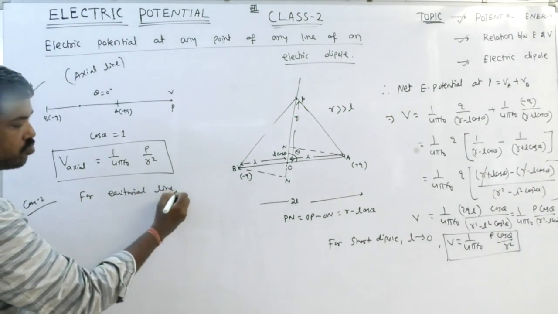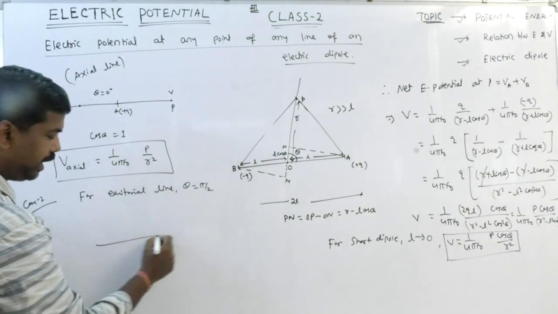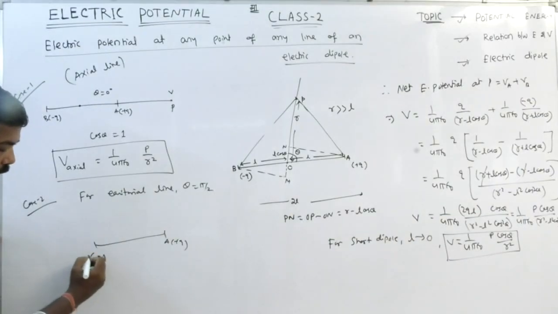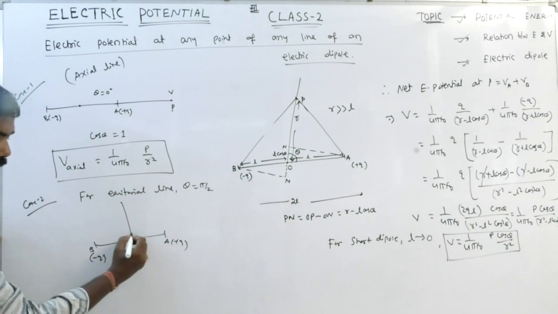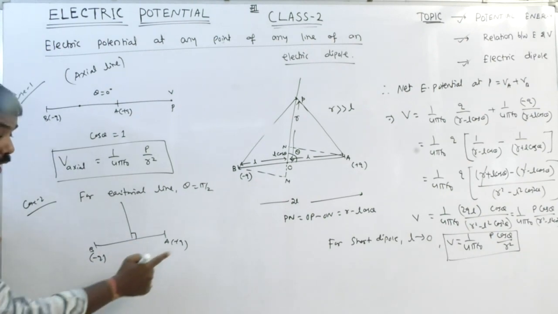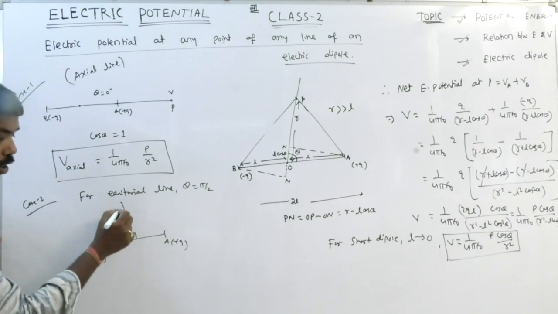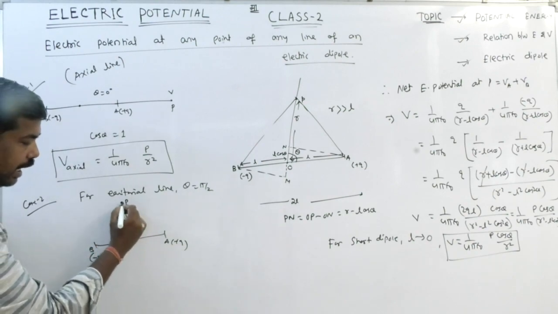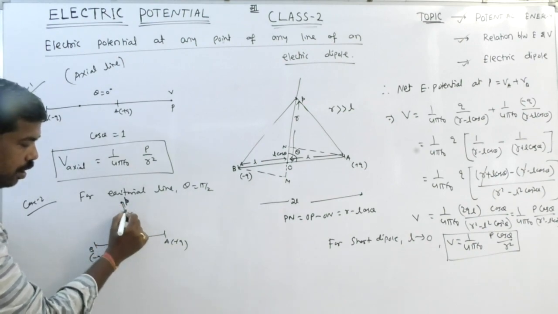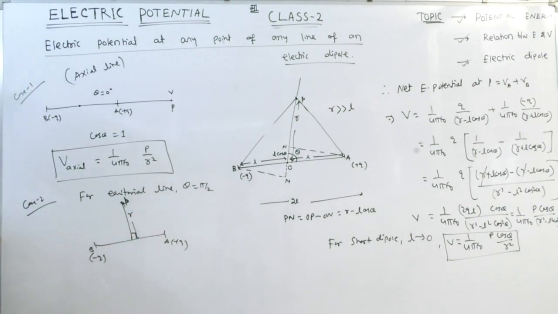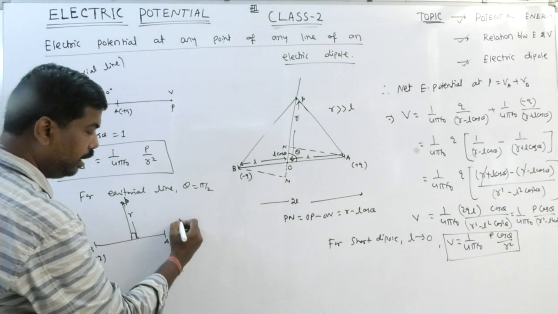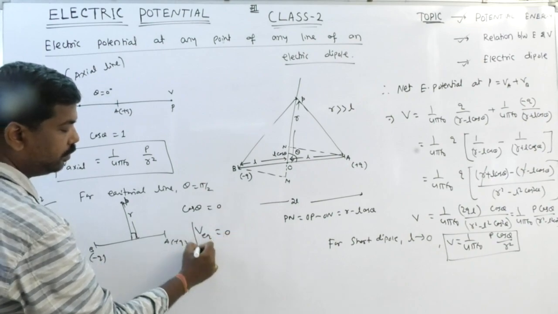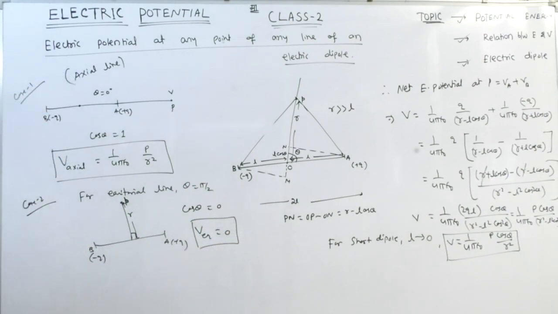For the equatorial line, theta is pi by 2. For a dipole having charges plus q and minus q, the line that passes through the center of the electric dipole and perpendicular to it is called how much? Equatorial. Equatorial line at a distance r. Then cos theta is 0. Therefore, V equatorial is 0. Very, very important.